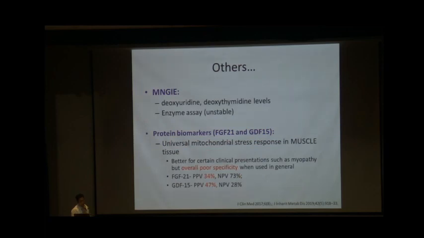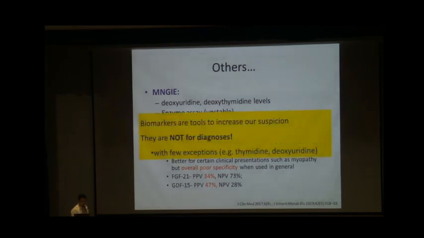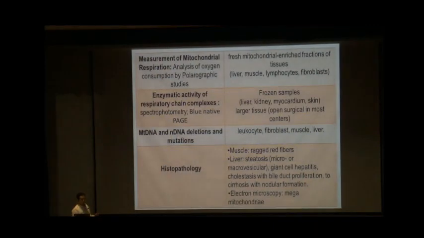Other biomarkers have been used, FGF21 and growth differentiation factor 15. Overall, they have poor specificity but high sensitivity. So they are not for diagnosis per se. These are the definitive tests that we use. First one is the mitochondrial respiration measurement using polarographic studies. You can do a direct enzyme estimation of complex 1 to 5, or you can do the mutation testing, or you can do the histopathology.